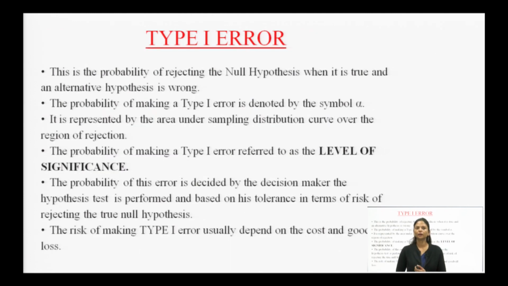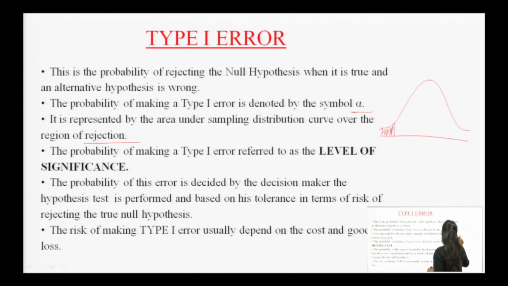Now, type 1 error is the probability of rejecting the null hypothesis when it is true and the alternate hypothesis is wrong. The probability of making a type 1 error is denoted by alpha, and it is represented by the area under the sampling distribution curve over the region of rejection. That means this small part which we are rejecting leads to type 1 error. The probability of making a type 1 error is referred to as the level of significance.